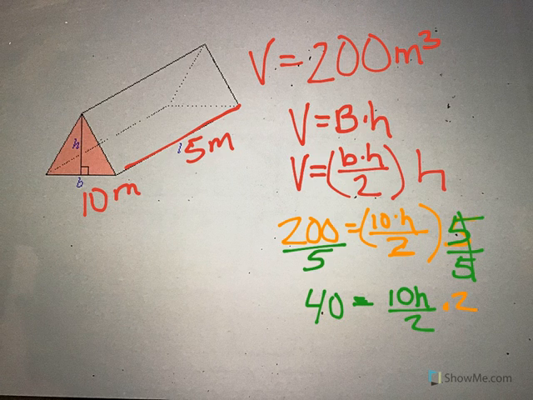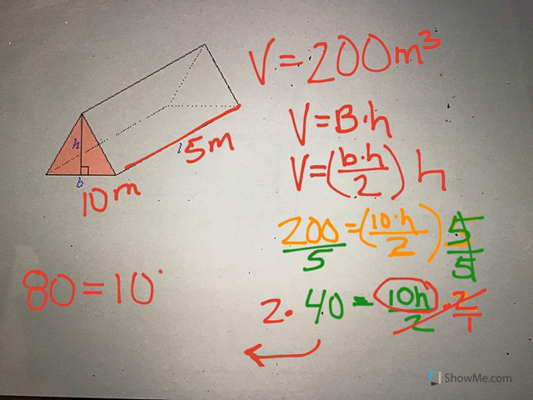Let's do a different color. Might be a little easier to see. The inverse of dividing by 2 is multiplying by 2. They cancel each other out. And then whatever you do to the right side, you do to the left side. So I'm going to write what I have left over here. So 2 times 40 is 80. And then I'm left with what's right here, which was 10h.